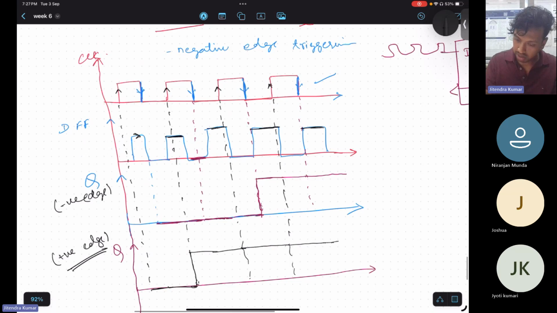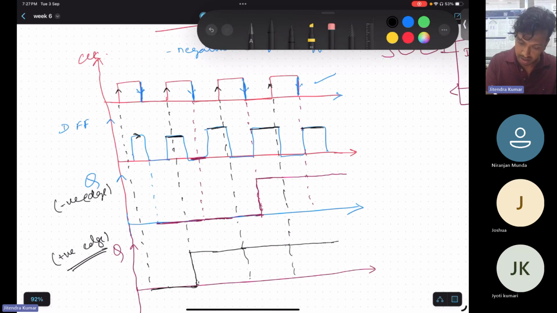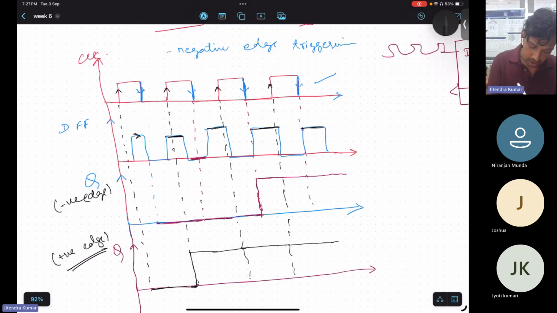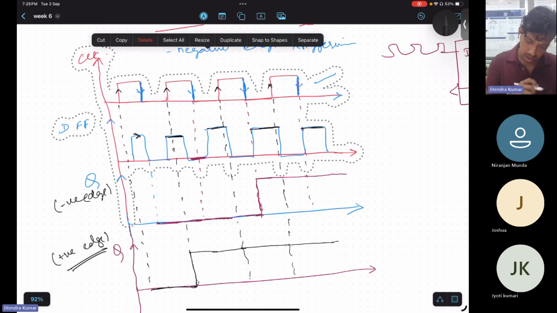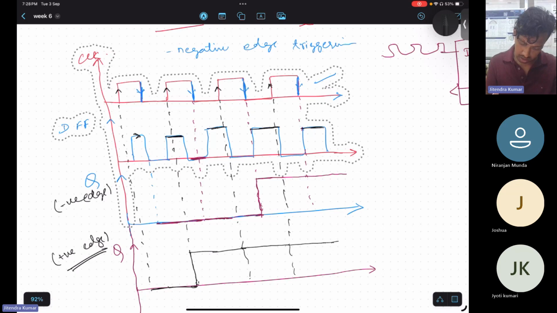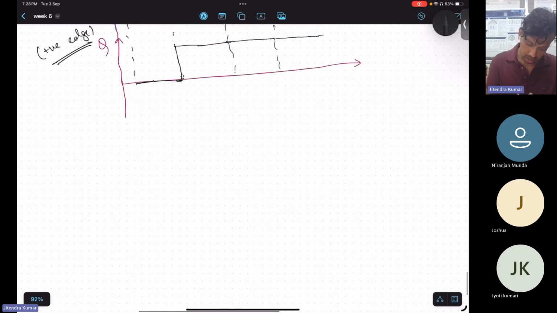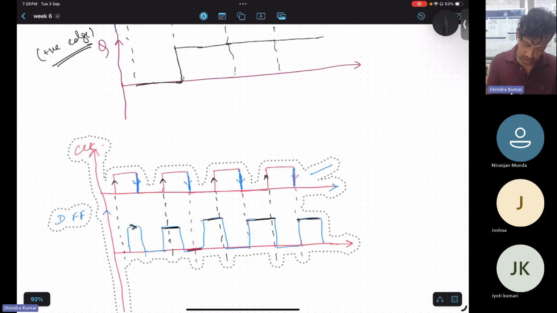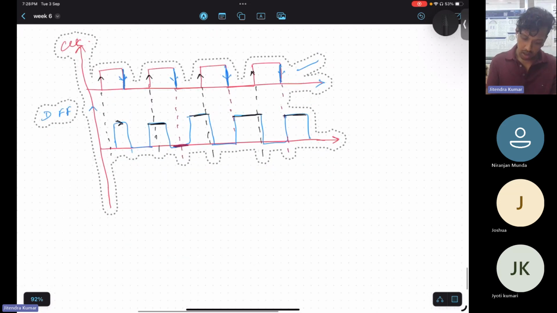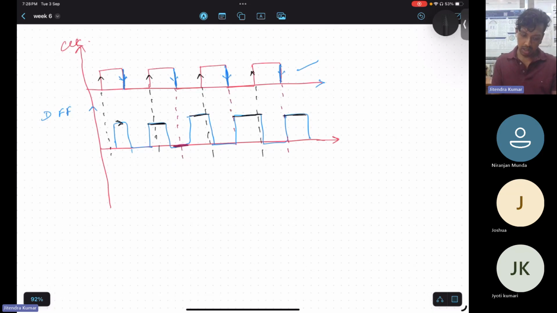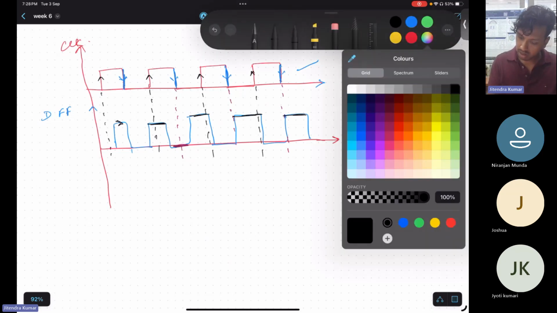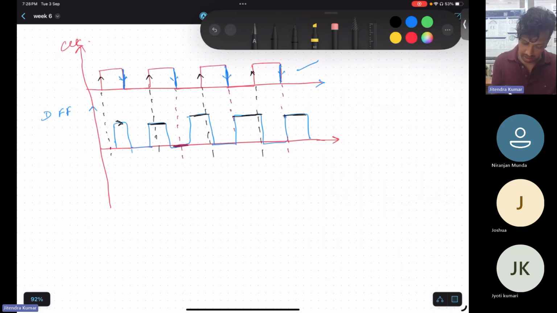So let me copy it first, otherwise it will be a bit messy. This much should I copy? Okay, so this is what our D flip-flop and clock signal looks like. Now we have some other axis.